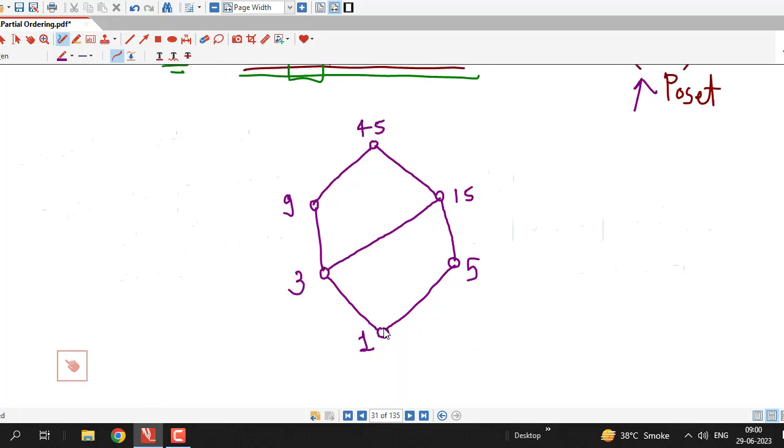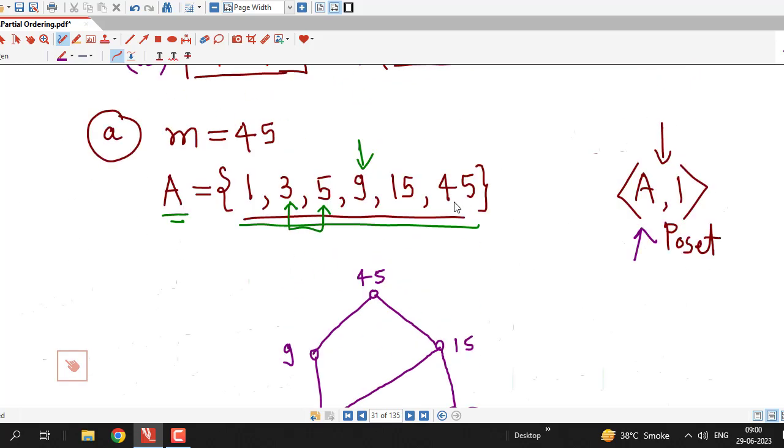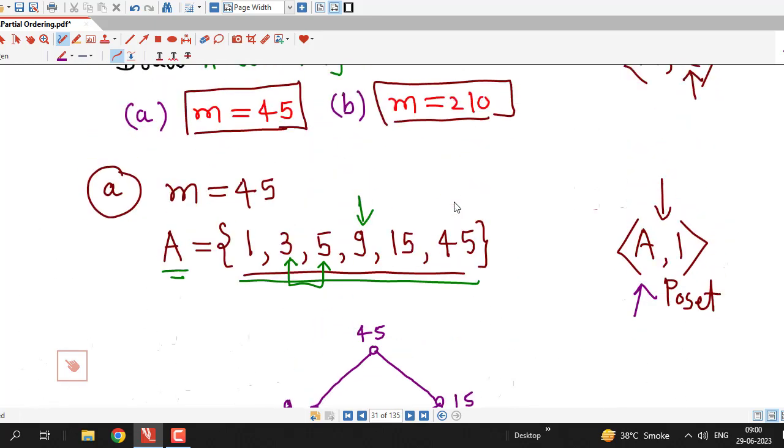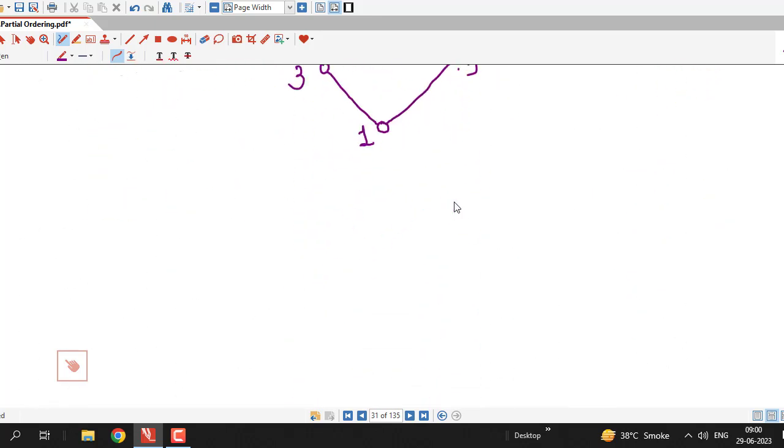Here 1 is below 3 and 5, and we have joined them by line segment because 3 and 5 cover 1. Similarly 9 covers 3, 15 covers 3, and 15 covers 5 also, and 9 is covered by 45. Similarly 15 is covered by 45. So this is for part A. For part B we have to consider m equal to 210.